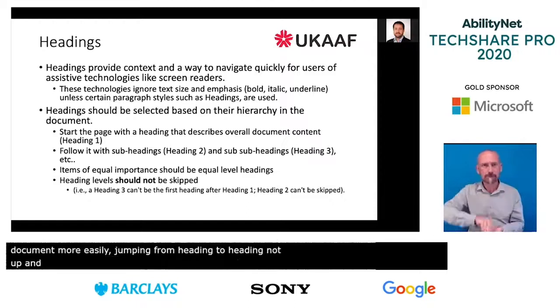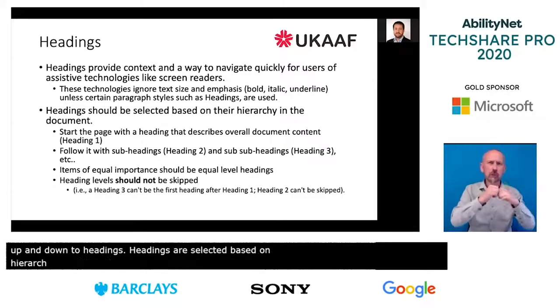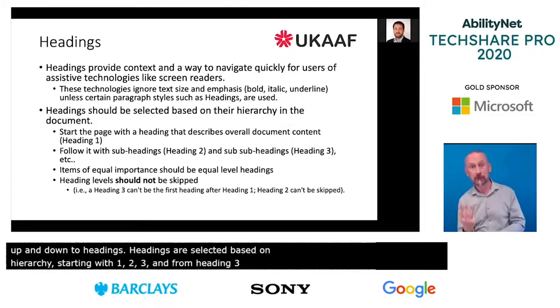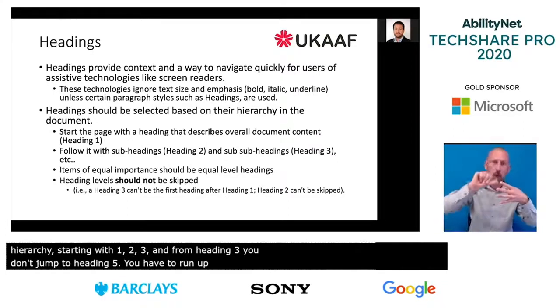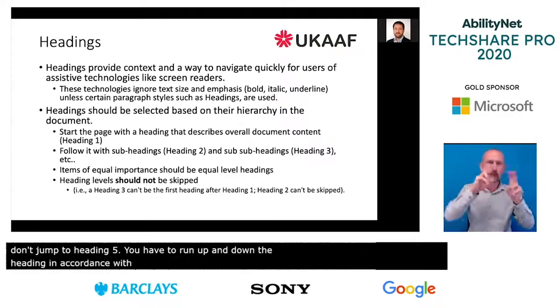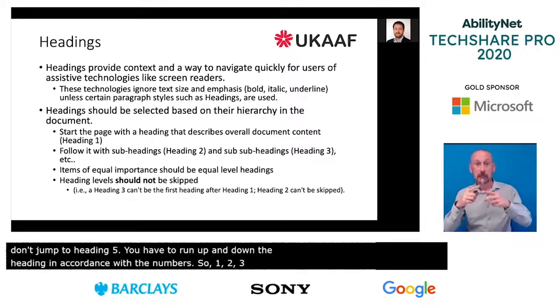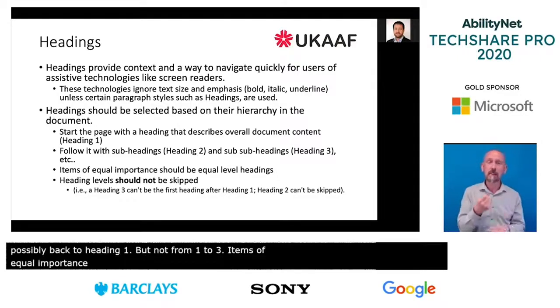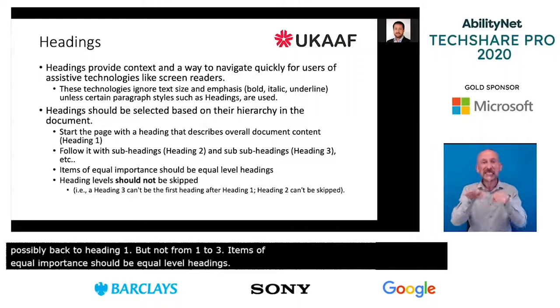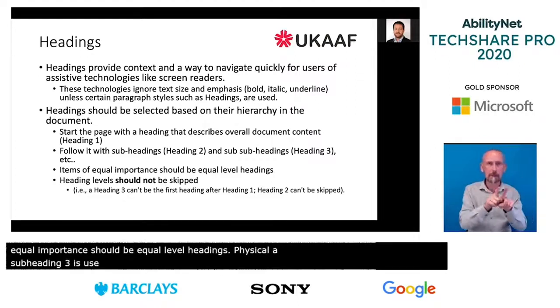Headings should be selected based on the hierarchy. So you'll start with heading 1, you'll go to heading 2, and maybe heading 3. But from heading 3, you don't jump to heading 5. So you have to run up and down the headings in accordance with their numbers. So heading 1 to heading 2 to heading 3, possibly back to heading 1, but not from heading 1 to heading 3. And items of equal importance should be equal level headings. So if a subheading 3 is being used and then the next item is of similar value, heading 3 should be used again.